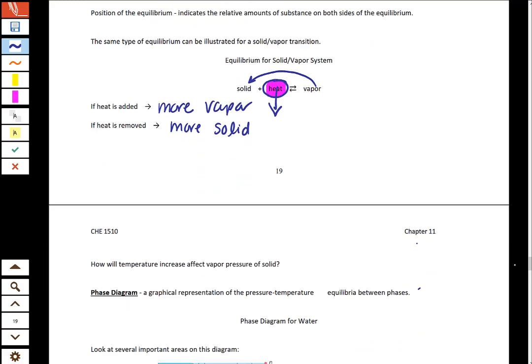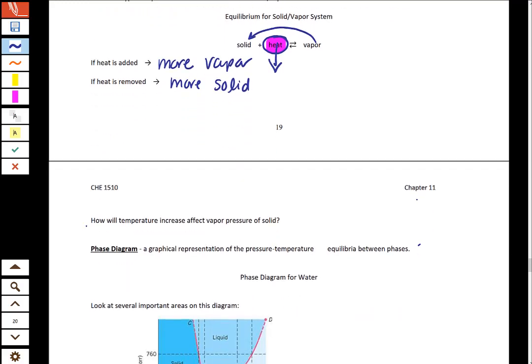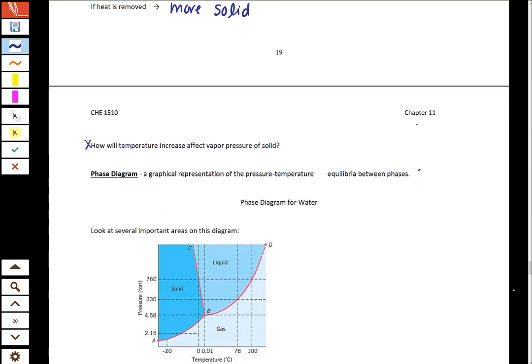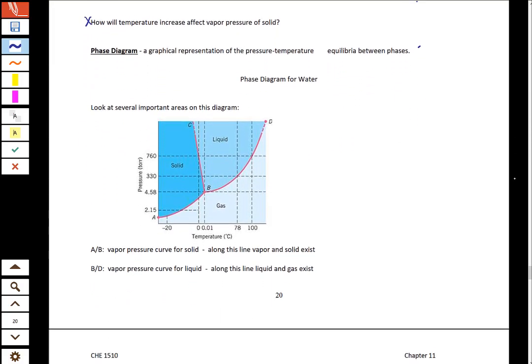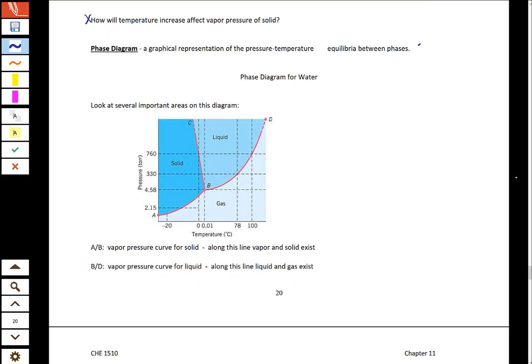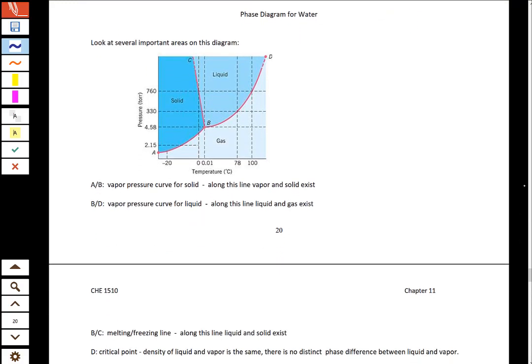So let's ignore this question for a moment and come to some phase diagrams. Phase diagrams are so interesting and they can be just mind-boggling. The reason I think phase diagrams are so fascinating is that this is a graphical representation of pressure and temperature changes and how those changes affect whether you have a solid, liquid, or a gas. So in this phase diagram, let's point out a couple of things.